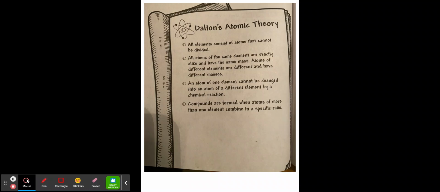And what he thought was true about the atom was that, first, all elements consist of atoms that cannot be divided. So the atom itself is a whole atom. There's no pieces to it. Secondly, he thought that all atoms of the same element are exactly alike and have the same mass. Atoms of different elements are different and have different masses. And third, an atom of one element can't be changed into an atom of a different element by a chemical reaction. And the last part he found to be true was that compounds are formed when atoms of more than one element combine in a specific ratio.